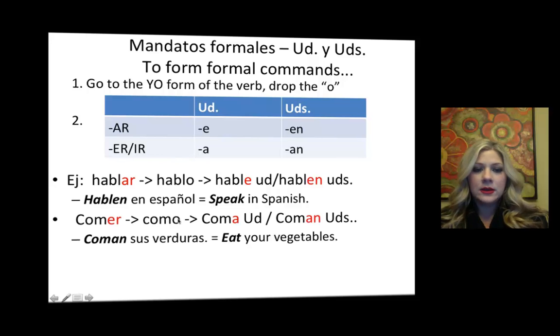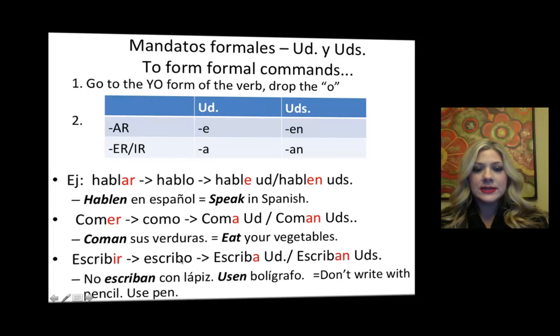Comer. The yo form is como. So we drop the O, and then we have coma, coman. Coman sus verduras. Eat your vegetables. Maybe that's what, if you're a parent, you would tell your children. Coman sus verduras. Eat your vegetables.